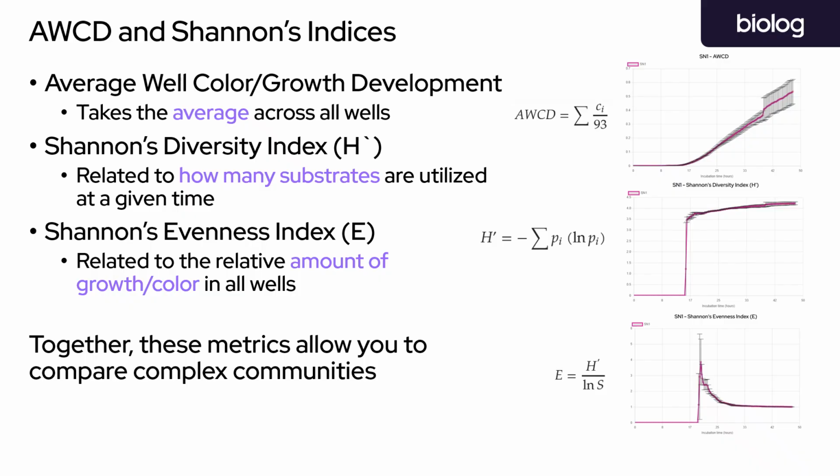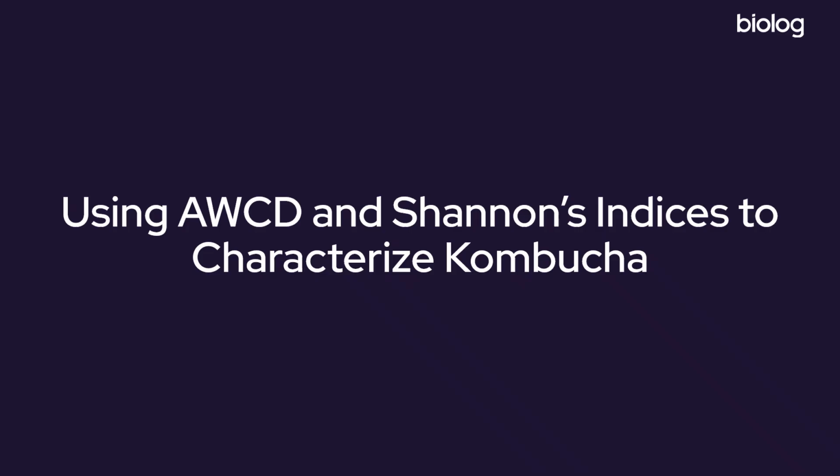Together, these three metrics allow you to compare complex communities and get actionable insights without necessarily knowing what those communities are made of. Let's take a look now at a real-world example of how these metrics can be used to great effect by characterizing a community taken from the popular fermented beverage kombucha.